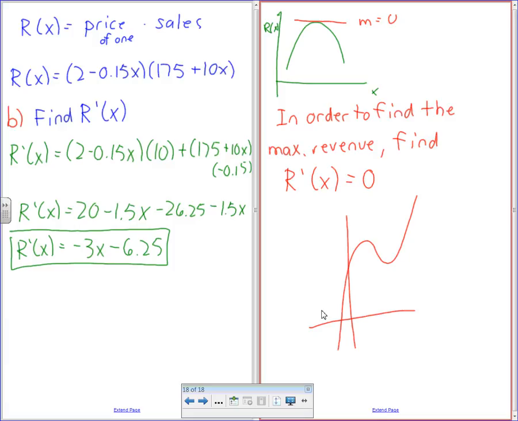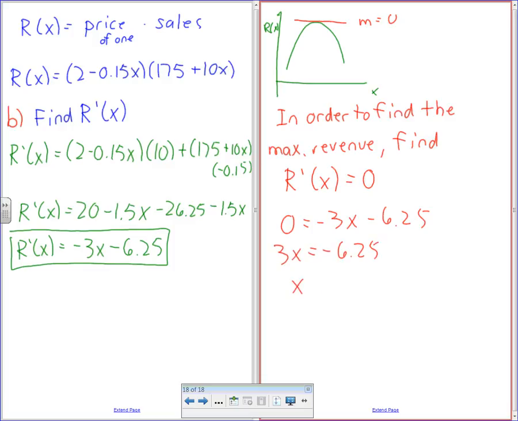Okay, so let's solve r prime of x is equal to 0. R prime of x, so I'm going to solve 0 equals negative 3x minus 6.25. 3x equals negative 6.25. X equals, oh boy, negative 2.08. 0.8333, is that right?